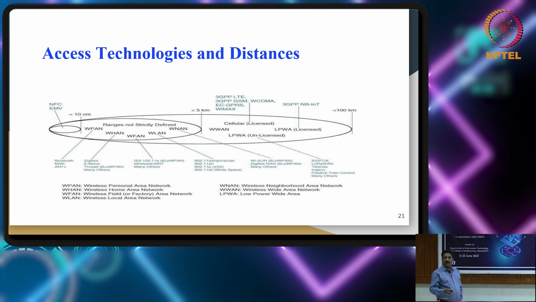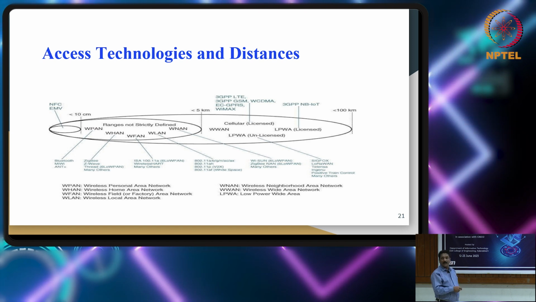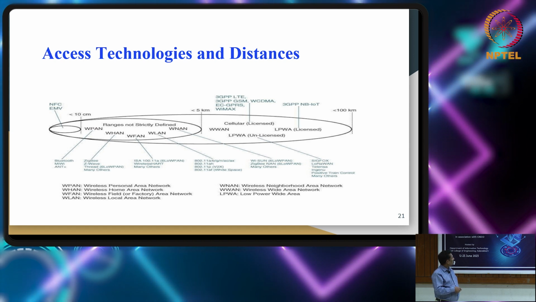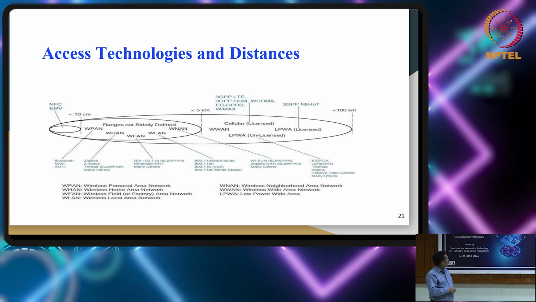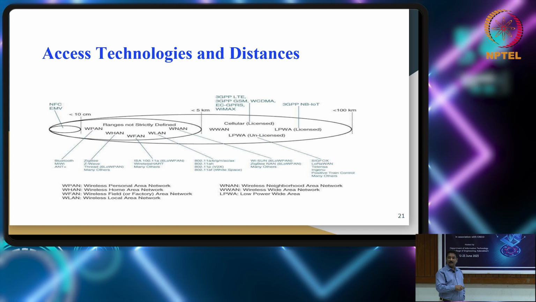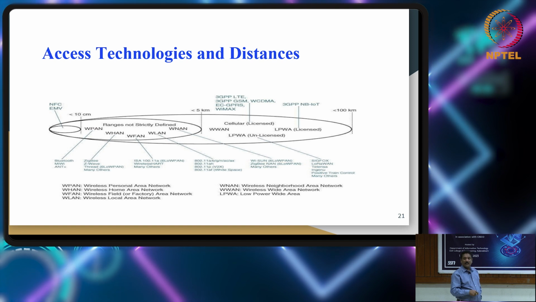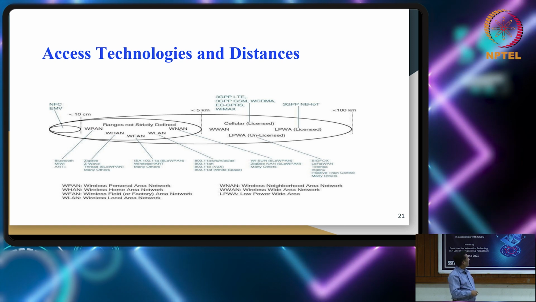And these are the access technologies. Different access technologies are available. For example, in the 10-meter range, Bluetooth starts from less than 10 meters. We can go with NFC and EMV, Europay, Mastercard and Visa. Less than 10 meters, we can use NFC, within the room. If it is less than 100 meters, we can go for technologies like Wi-Fi, and LoRaWAN and other things. Here the range is not strictly defined.